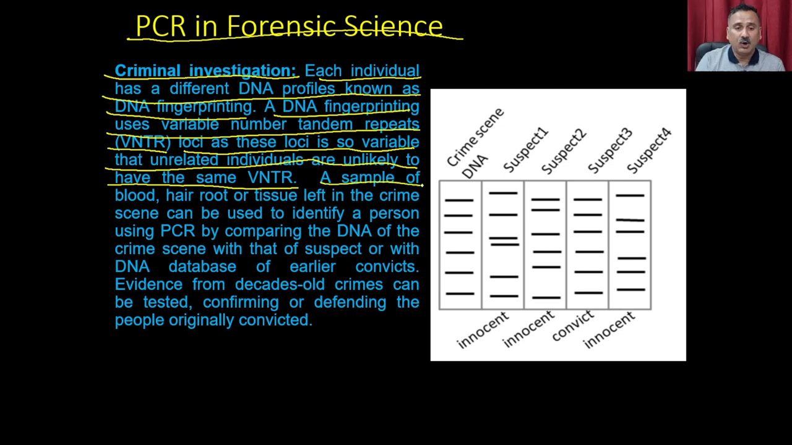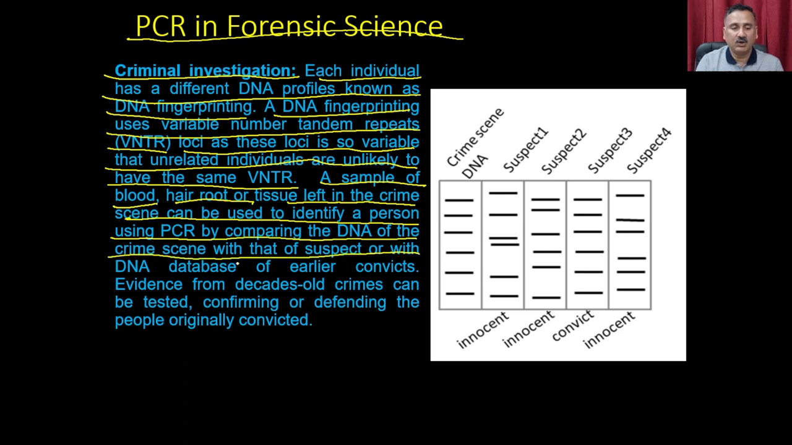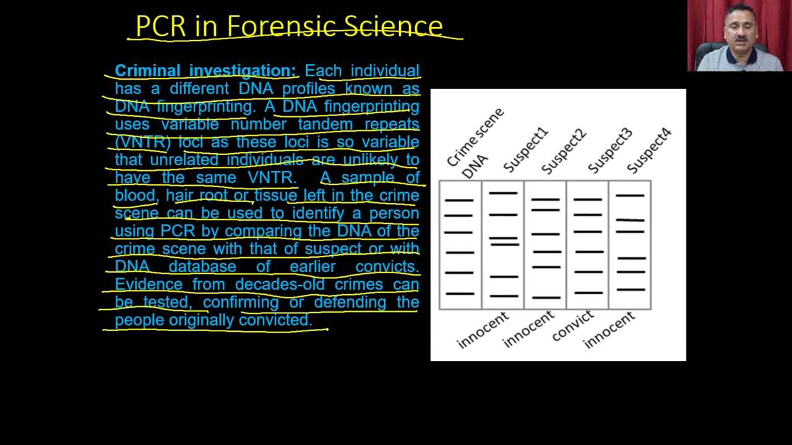Okay. So, a sample of blood, hair root or tissue left at the crime scene can be used to identify a person using PCR by comparing the DNA of the crime scene with that of the suspect or with the DNA database of earlier convicts. Evidence from decade-old crimes can be tested, confirming or defending the people originally convicted. So, you can imagine that you have collected the crime scene DNA, and this is the pattern you got. So, these are the VNTRs that are present, and then you can do the PCR with the different suspects. So, you actually know which are going to be the prime suspects present at the crime site.